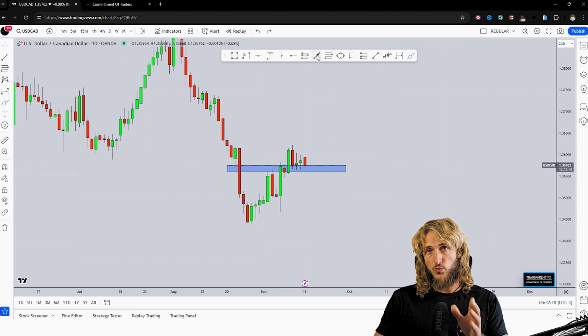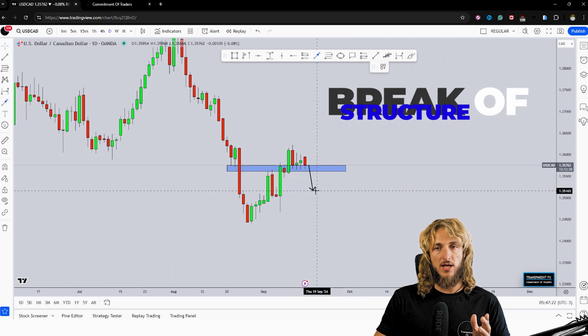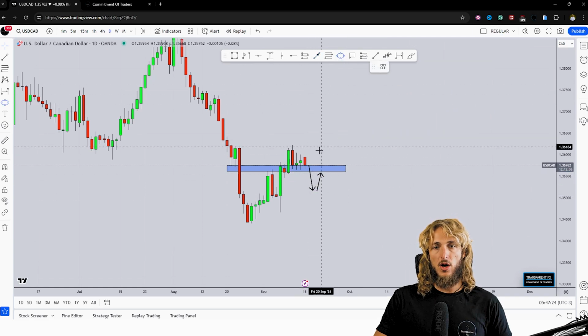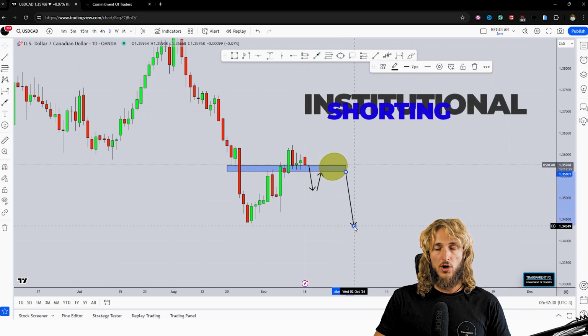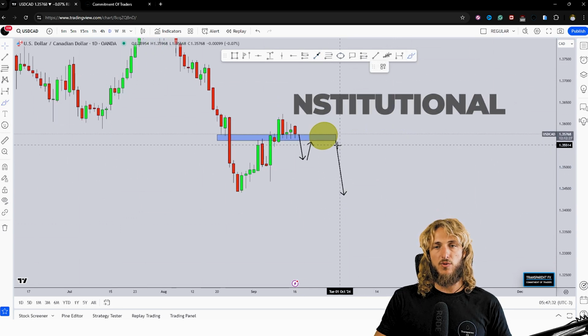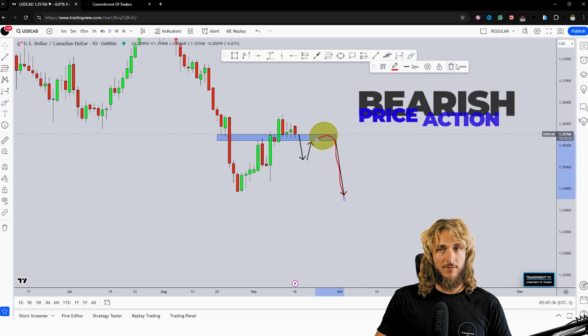However, where things would get interesting is if we get a break below that zone, because if we do get this break after the break and retest of the previous support and resistance, that is where we would have a good probability of seeing more institutional shorting, which at that point could further increase the probabilities of a potential rejection to the downside away from that level.